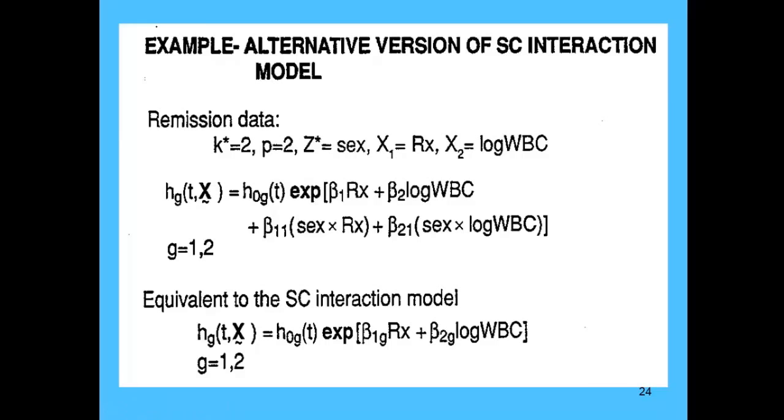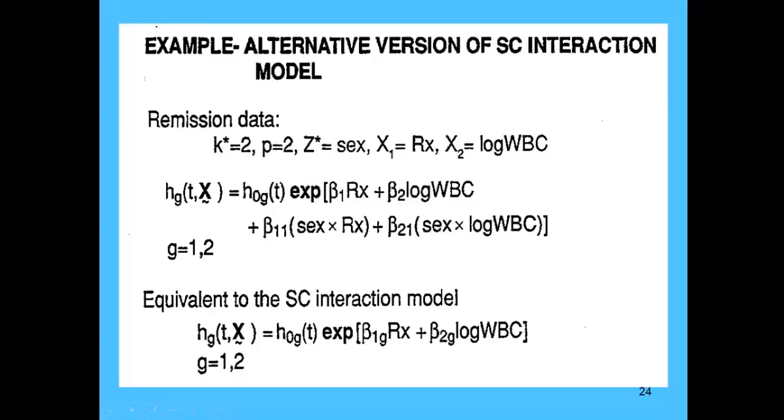What is this model? Now first of all, you notice this model has h_g(t, x), h0_g(t), and then it's got e, and you notice it's got 4 variables in this model. How many variables are in this model? Not 2. There's 4 variables in this model. What are the variables in this model? Treatment, log white blood cell count. What's this variable?